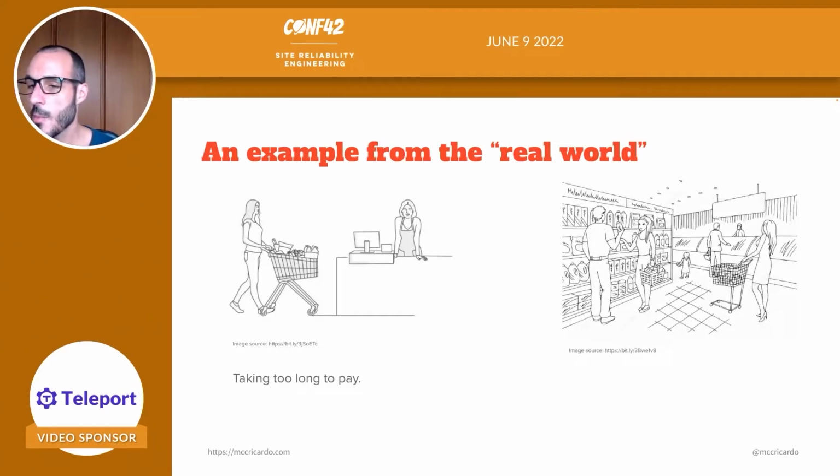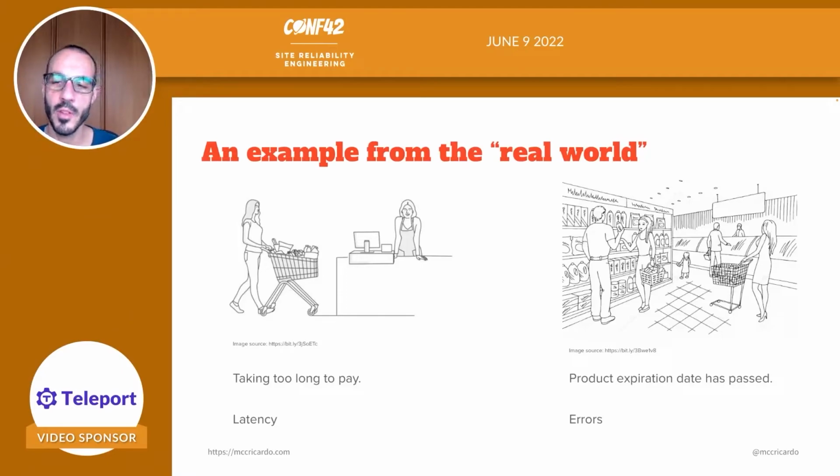Another aspect, for example, is when I go to pick up some product. If the product expiration date has passed, I might say that this service is not being reliable. And we can draw a quick parallel between this reality and the reality of the tech world by saying that an analogous concept for taking too long to pay is that of latency, where a request, for example, takes too long to be served, and a product expiration date having passed might mean an error. So this wasn't supposed to happen.